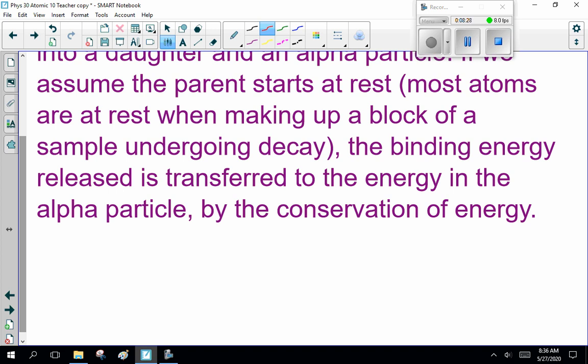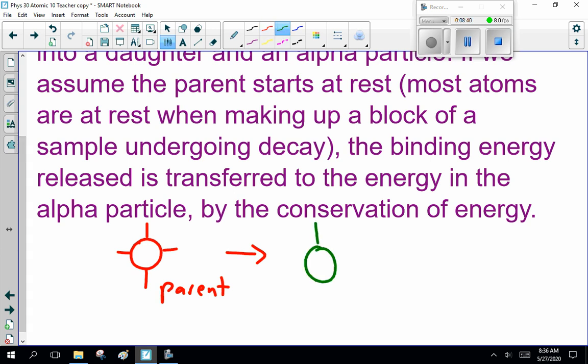Okay, so what happens here? We have our parent. It undergoes decay. Now notice this is the atom bound to other atoms. Then it becomes what? The daughter, still bound.